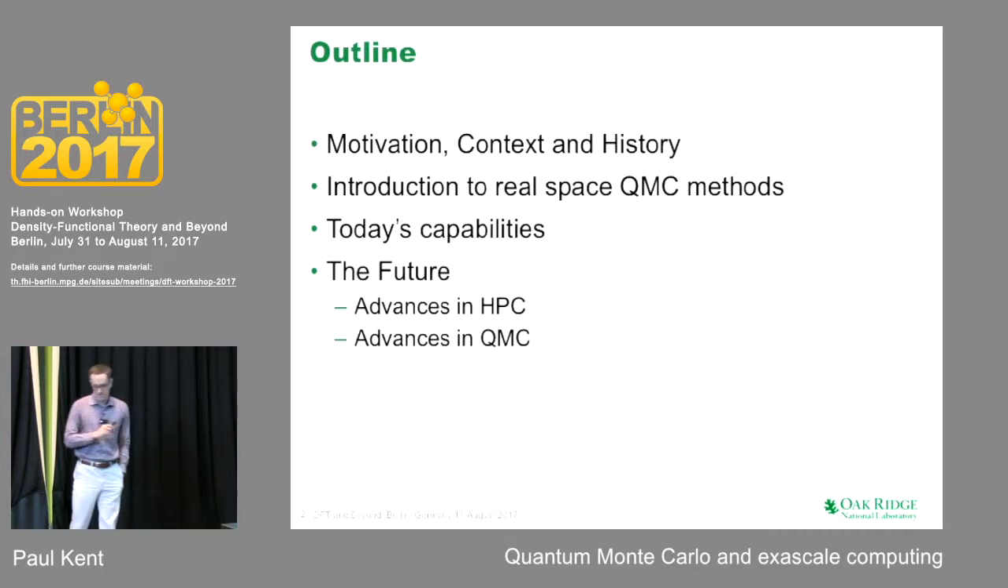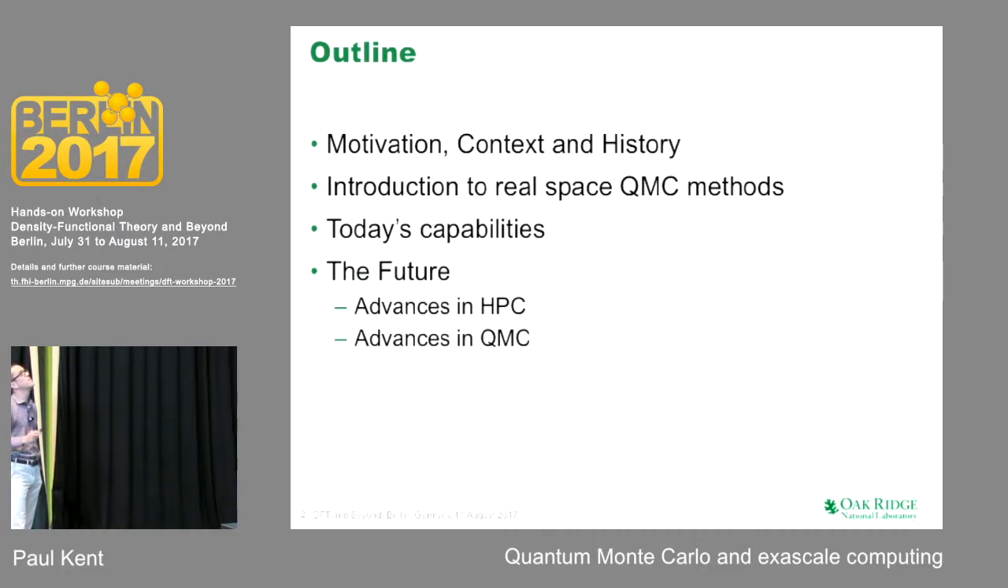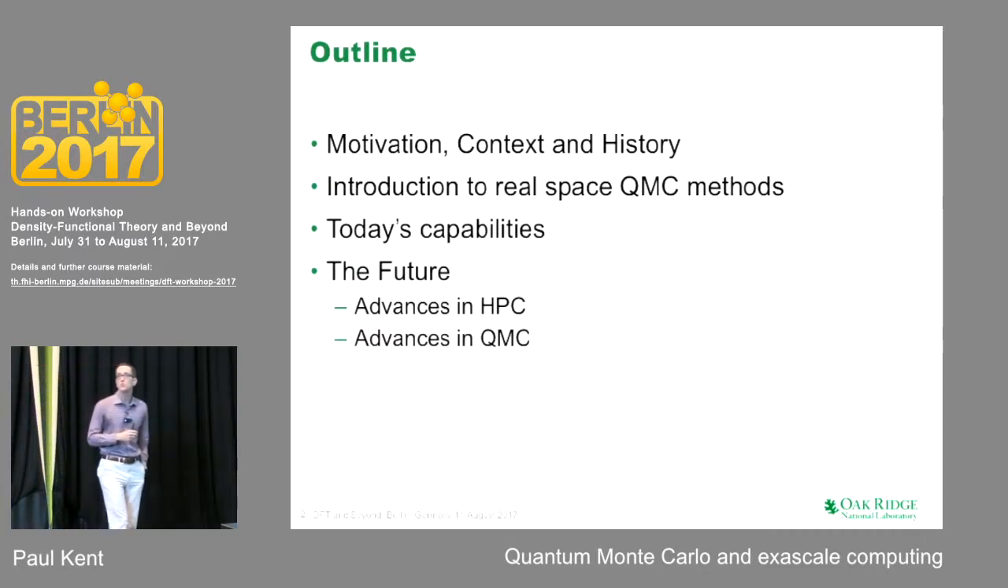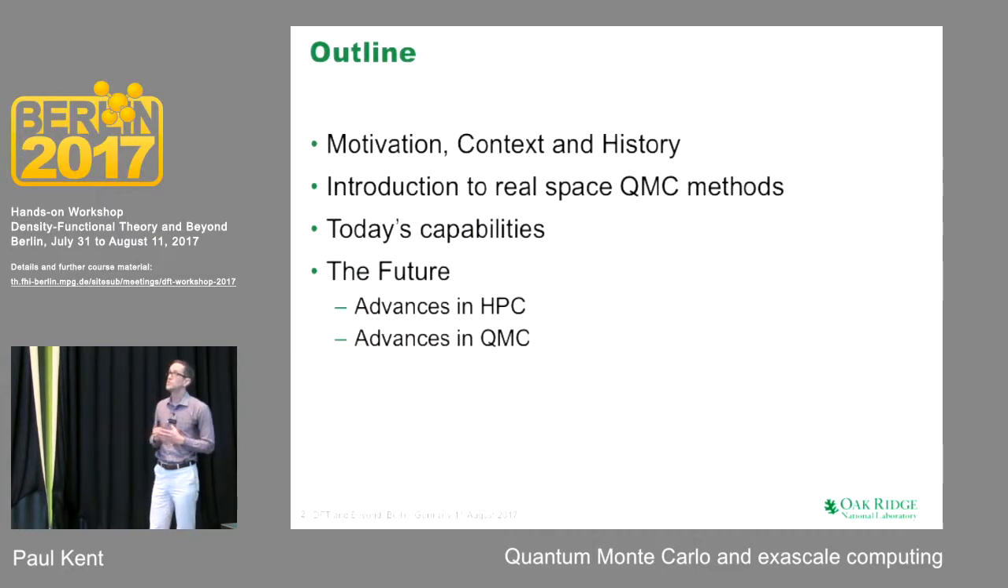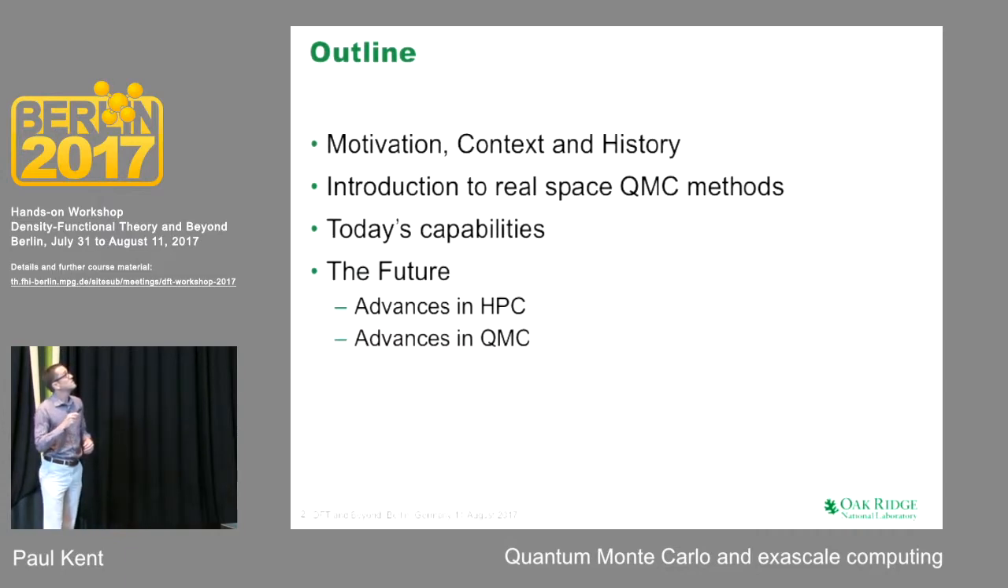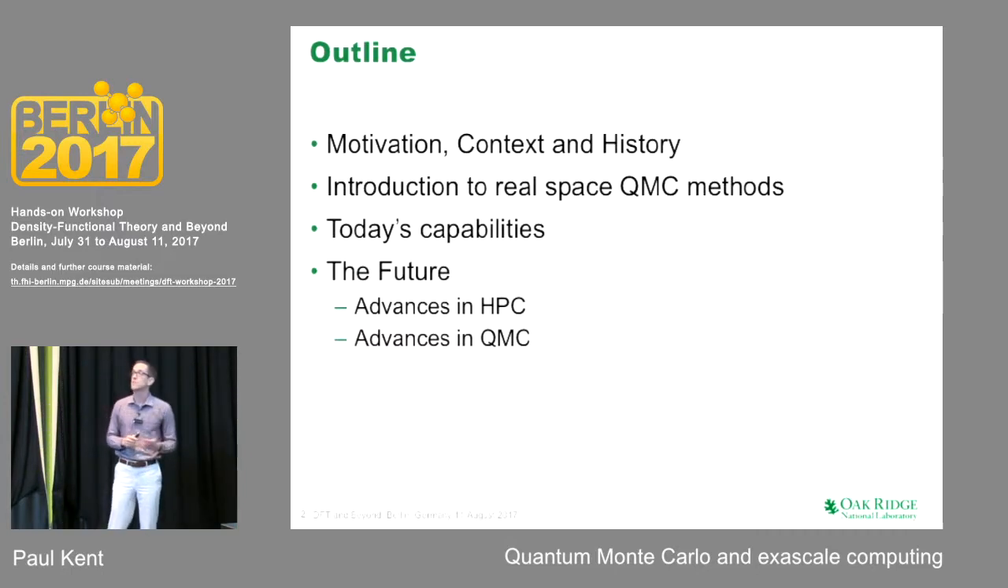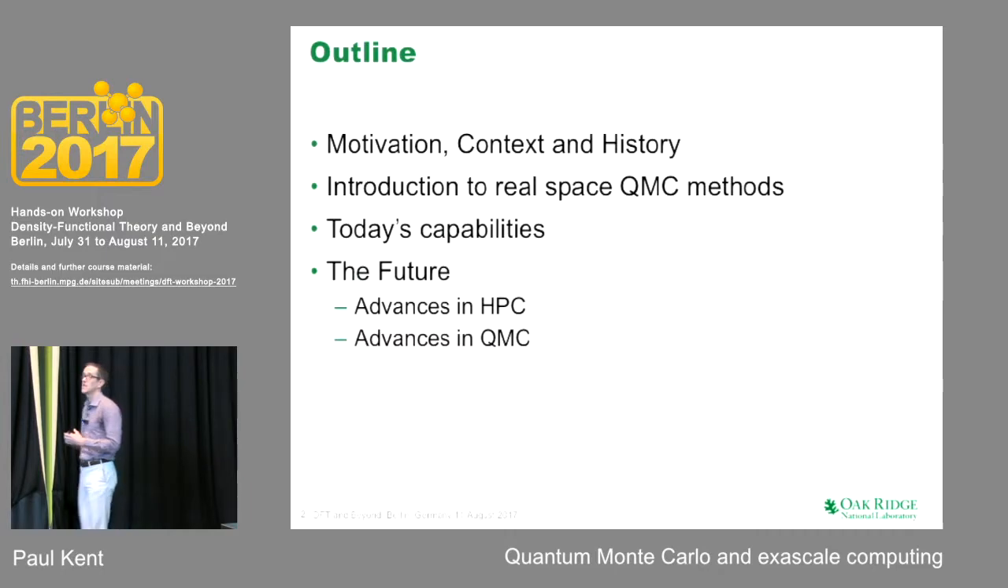So the outline of this talk is really straightforward. I'm going to describe a little bit of the motivation for these methods and their history. Then I'm going to spend most of my time talking about real space quantum Monte Carlo methods, because these are the most used for complex materials systems. And then rather than simply make claims, I'm going to spend some time showing you published work showing what can be done today, and then use that to lead into what we might look forward to in the future with advances in high-performance computing, that's HPC, and then what needs to happen in quantum Monte Carlo.